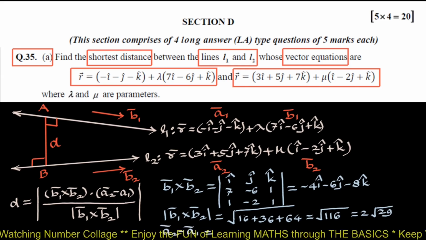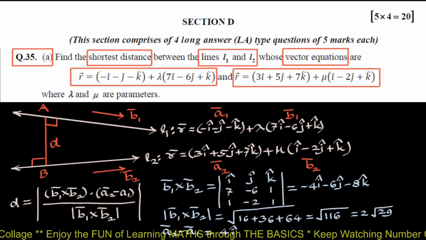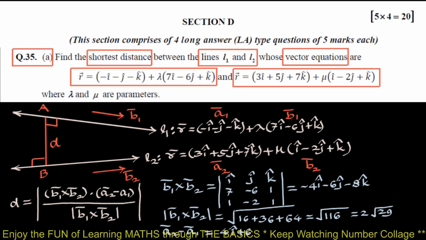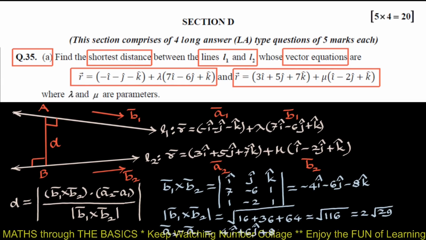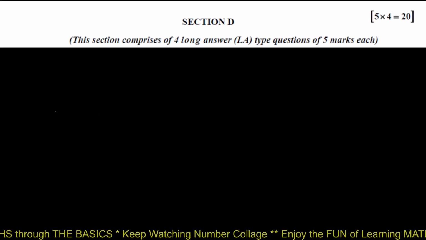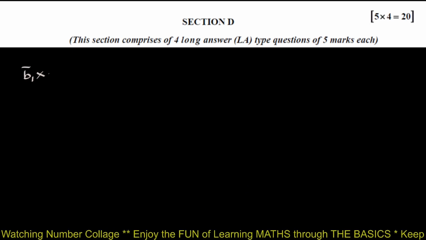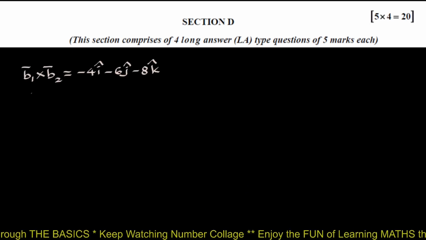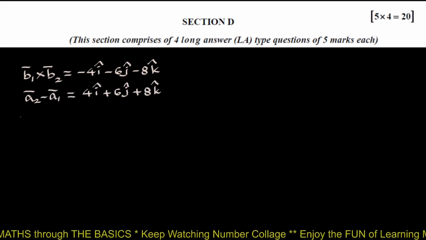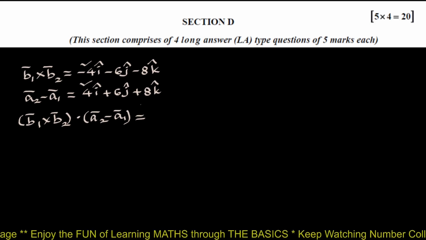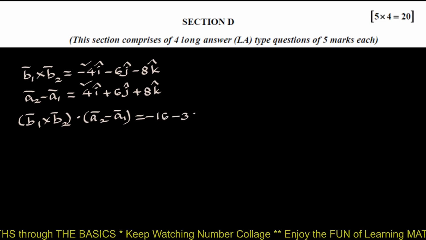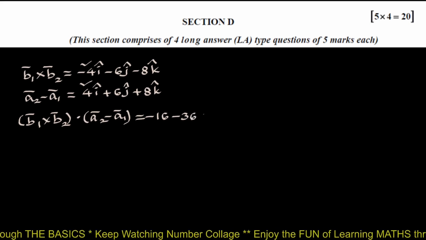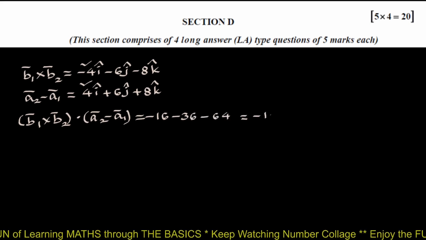3 minus minus 1, 4 i cap, 5 minus minus 1 plus 6 j cap, 7 minus minus 1 plus 8 k cap. We have found out B1 bar cross B2 bar to be and A2 bar minus A1 bar to be, and their dot product will be minus 4 into 4 minus 16, 6 into minus 6 minus 36, 8 into minus 8 minus 64, minus 116.